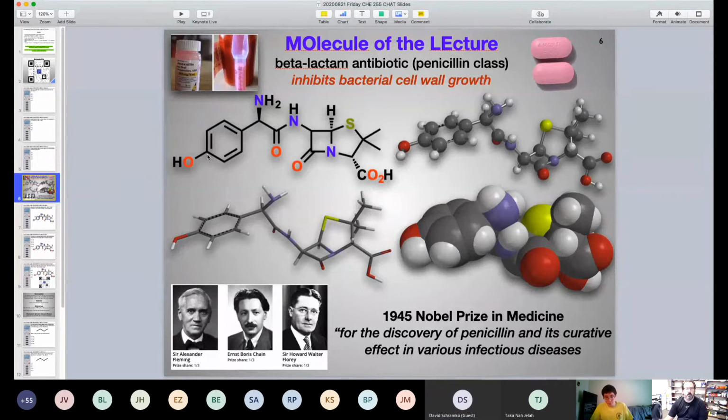So there's one right here. Remember, we called this a benzene ring. There's 1, 2, 3, 4. There's 5, and then 6.